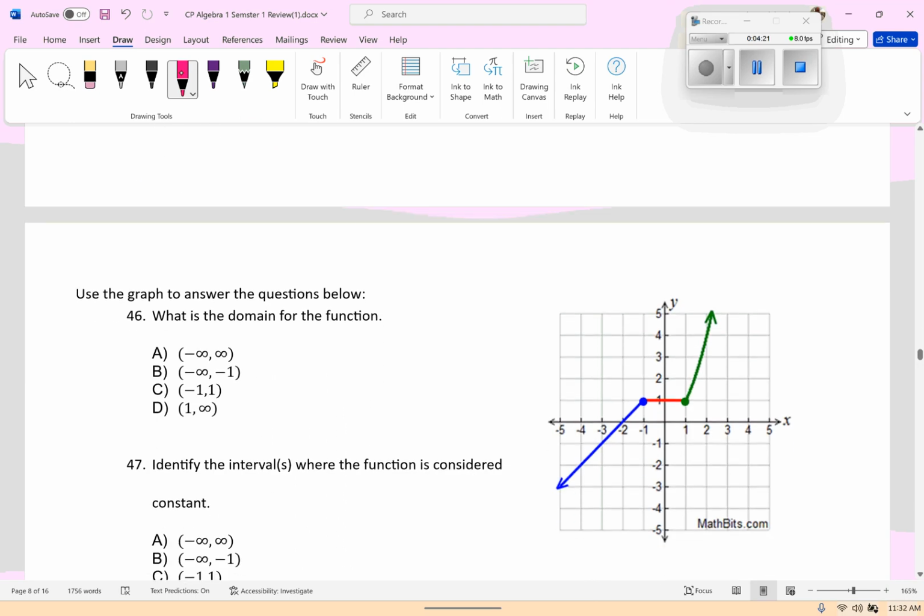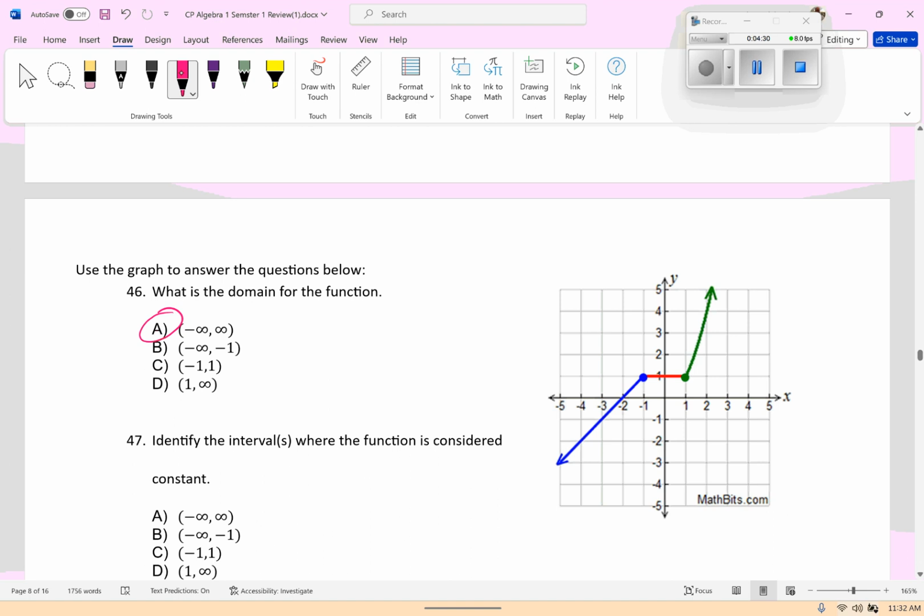So this one, what is the domain of this function? Well, these arrows point forever, so it's going to go from negative to positive infinity. Identify where it's constant. Constant means the line's horizontal. Okay, so it's horizontal from -1 to +1, which is there.